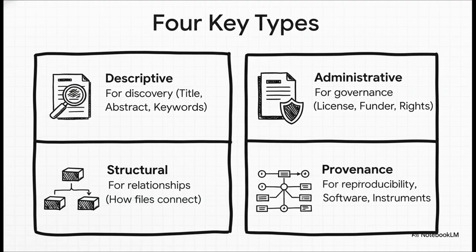So to make it a little more concrete, metadata usually falls into 4 main buckets. You've got descriptive, which is all about helping people find your work, the title, the keywords. Then there's administrative, which is the legal stuff. Who paid for it? What's the license? Structural explains how all the pieces of your data fit together, like how this spreadsheet connects to that image file. And finally, and this one's huge, provenance. That's the origin story, the methods, the software. This is the key to reproducibility.